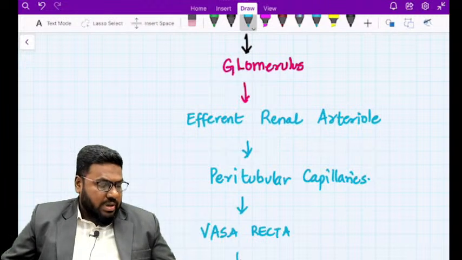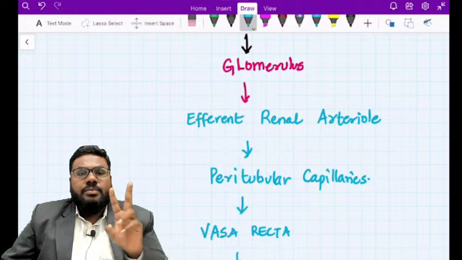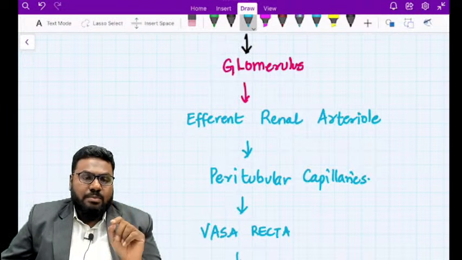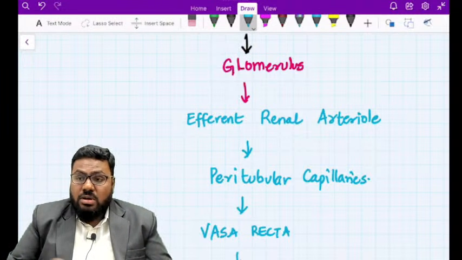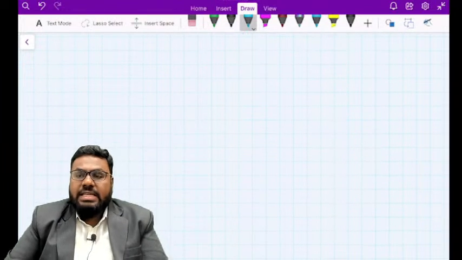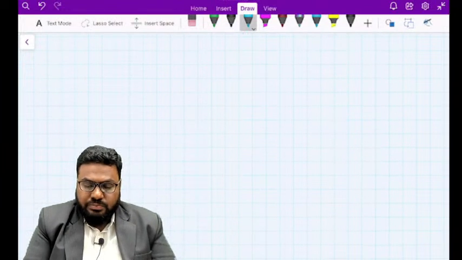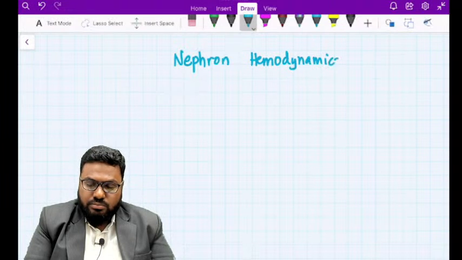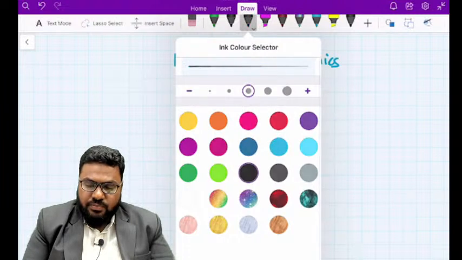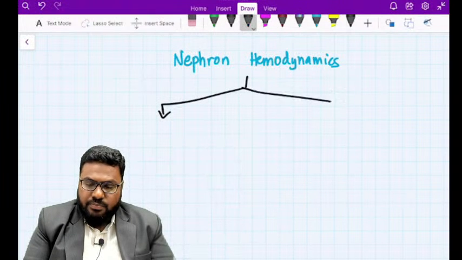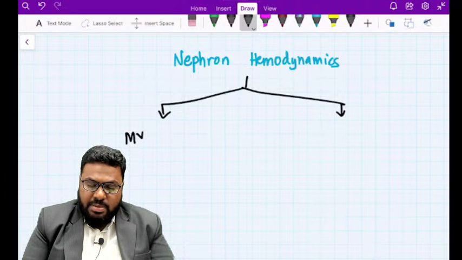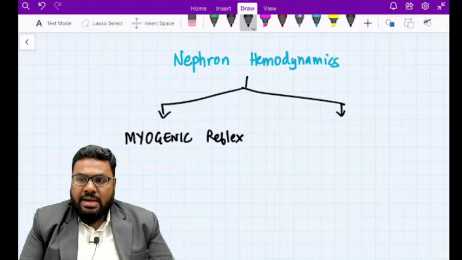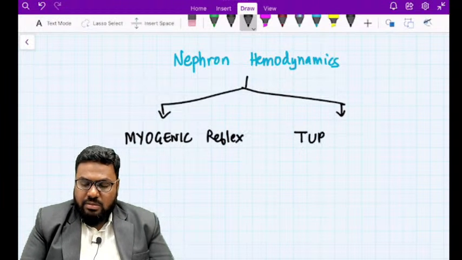There are two important reflexes or responses which are carrying out the nephron autoregulation or renal hemodynamics. What are these? The two are, one is myogenic reflex. So nephron hemodynamics depend on two things. We've got the myogenic response or myogenic reflex and tubuloglomerular feedback.